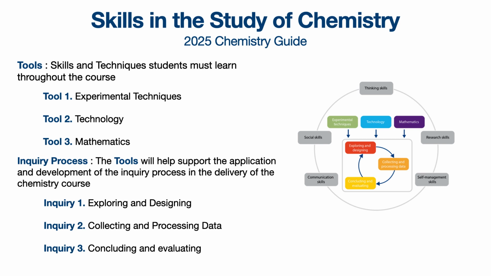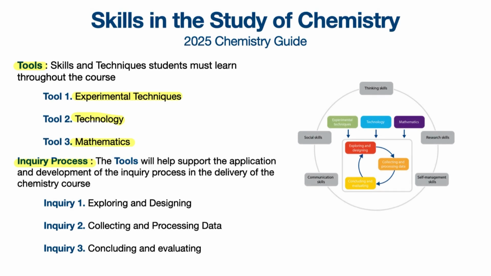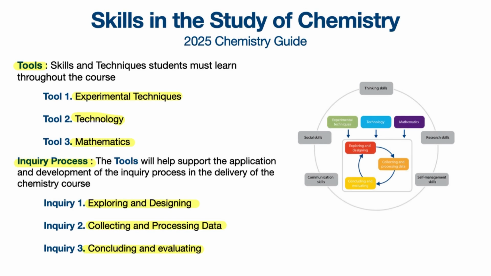In studying IB chemistry, students will need to acquire skills and techniques throughout the course. These skills and techniques will be referred to as tools. Tools will encompass experimental techniques, technology, and mathematics. These tools will help support the application and development of the inquiry process in the delivery of the chemistry course. The inquiry process encompasses exploring and designing, collecting and processing data, and concluding and evaluating. The skills of individual students will be assessed by the internal and external assessment.